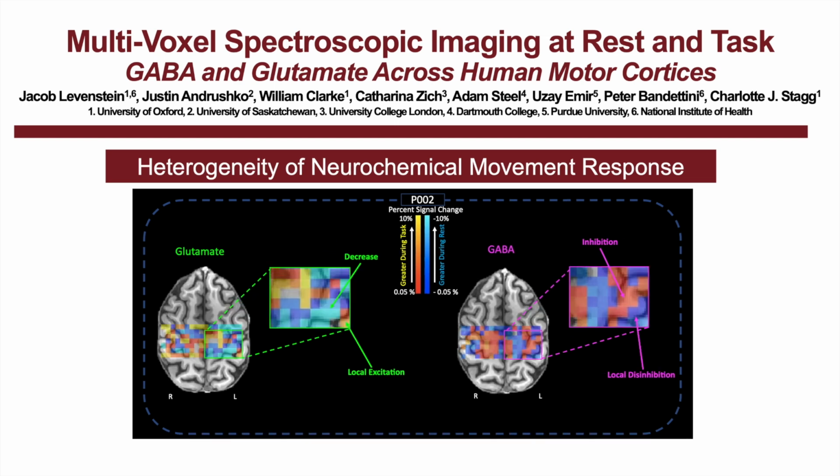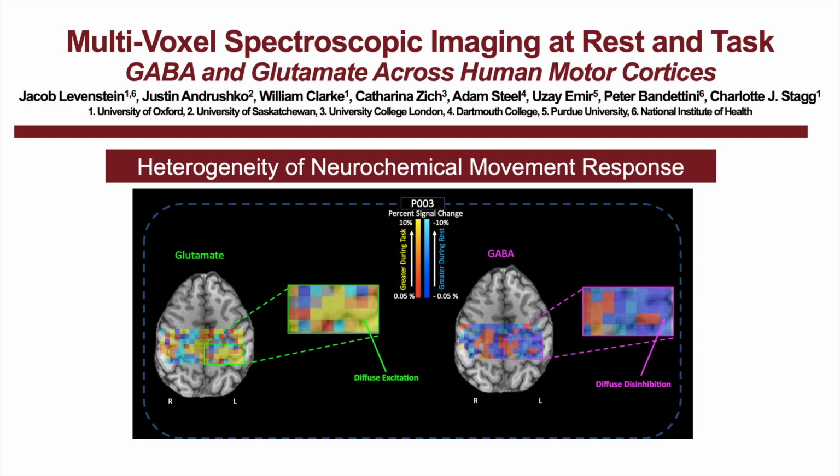In a second participant, we again observe areas of local excitation where glutamate was greater during task than rest, and the inverse pattern in their GABA where GABA was greater during the baseline than it was during the task. That said, we also observe in this participant again areas where glutamate was lower during the task than during rest, and the inverse where GABA had increased inhibition during the task.